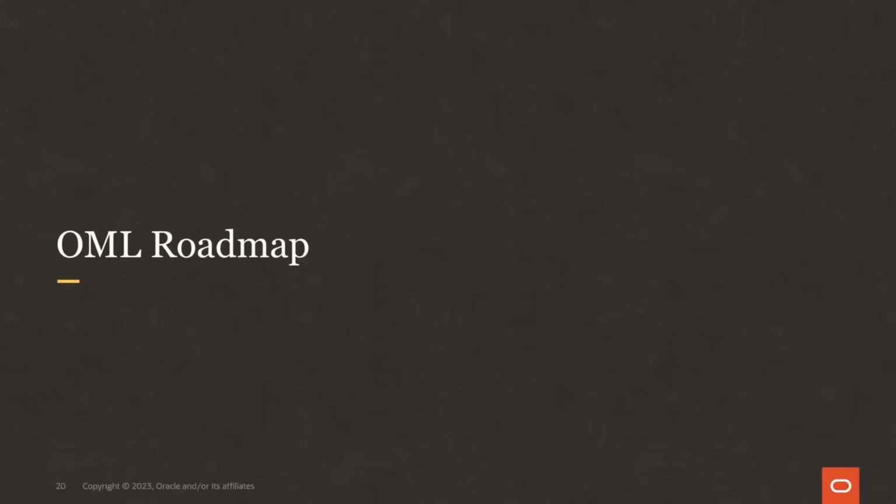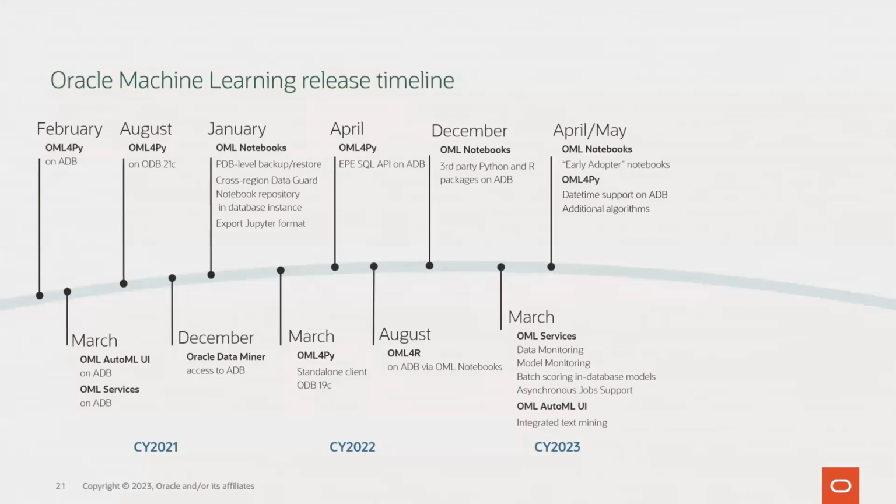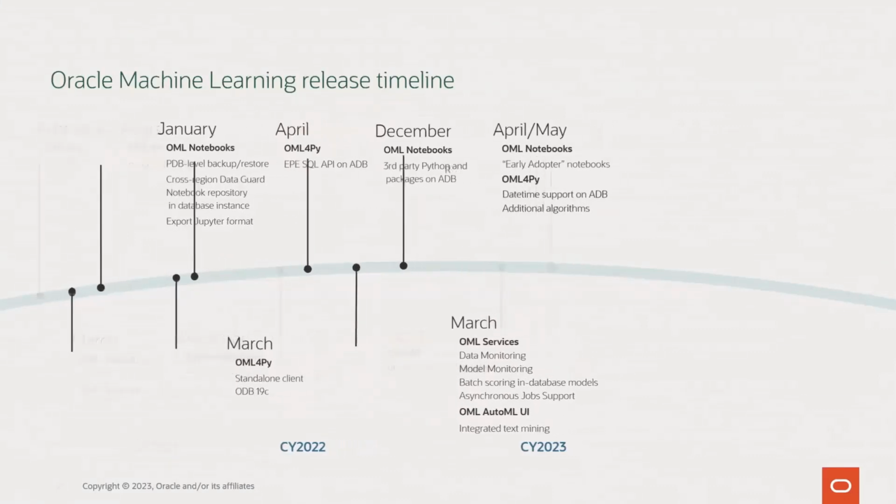So now let's move on to the OML roadmap. Sliding our timeline to the left, we highlight what's coming in the next 12 months or so.